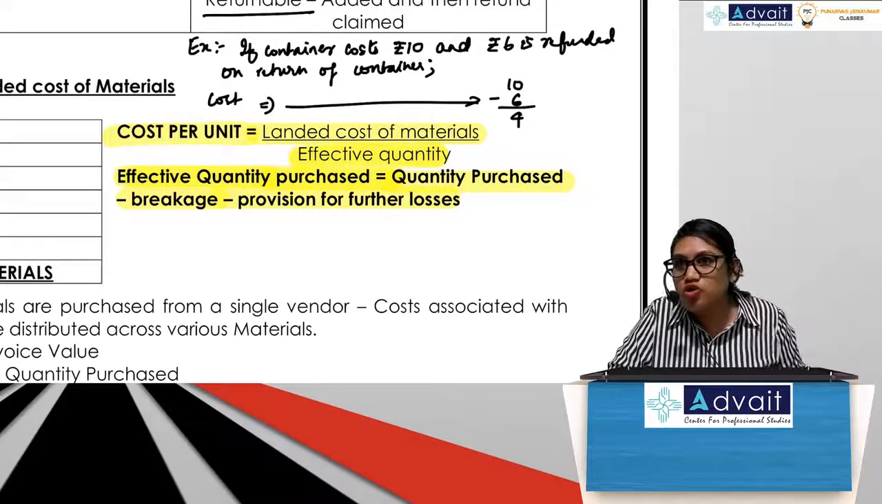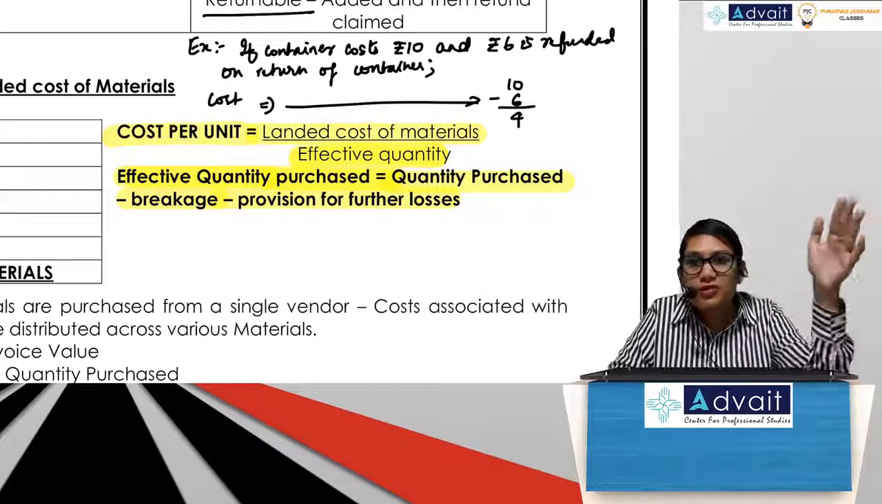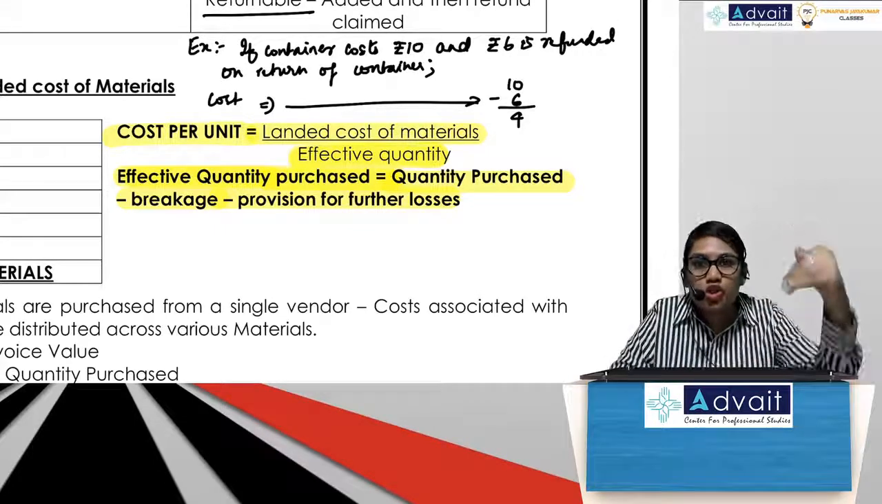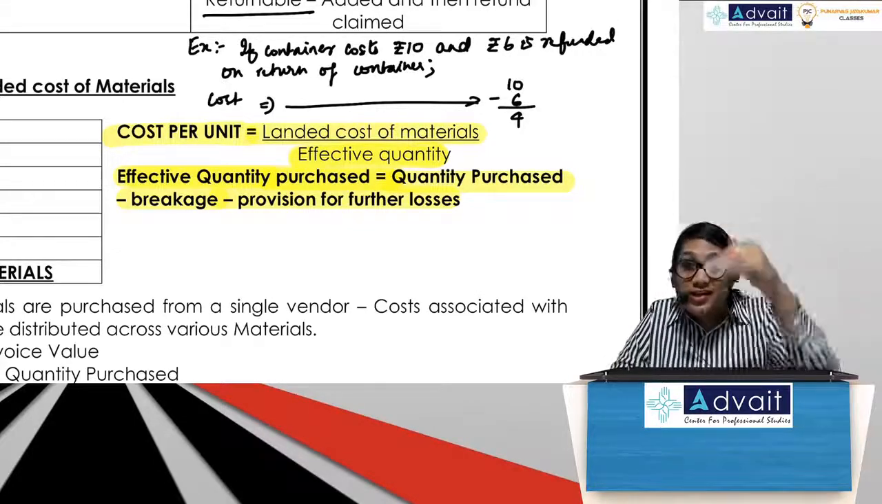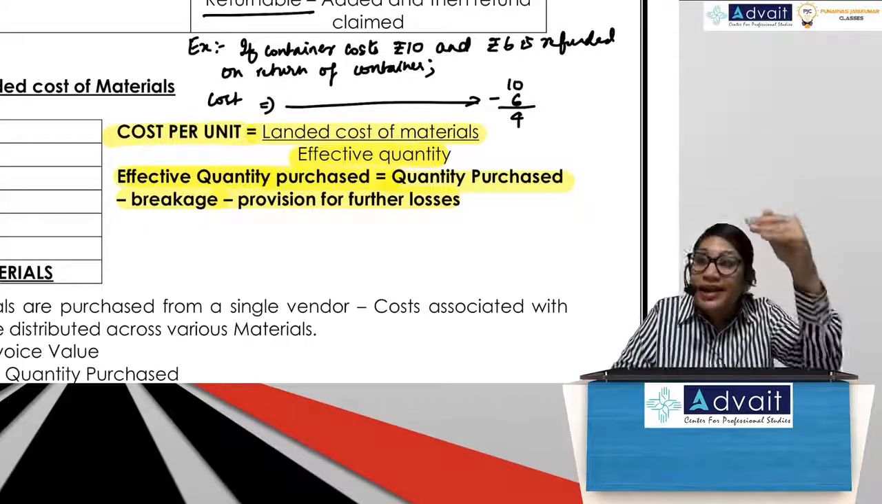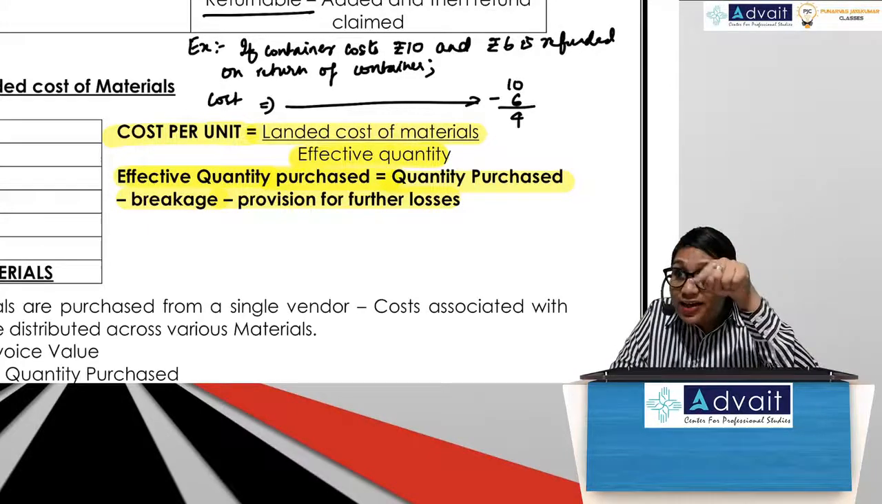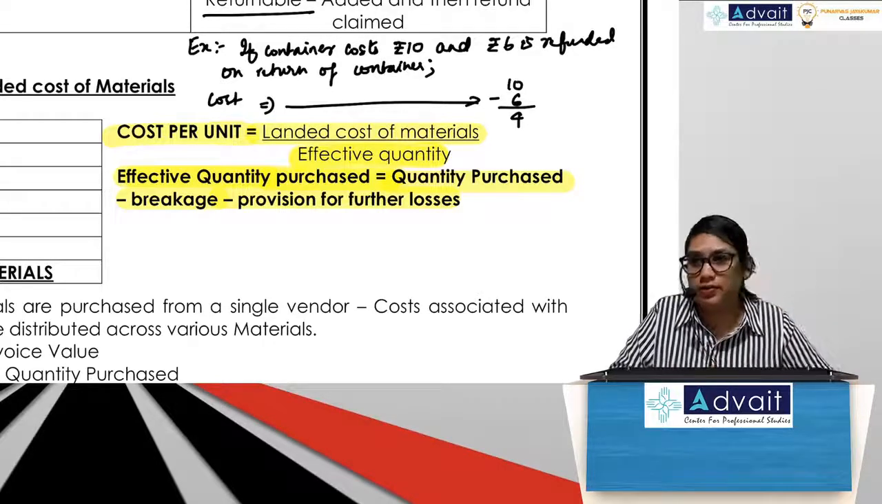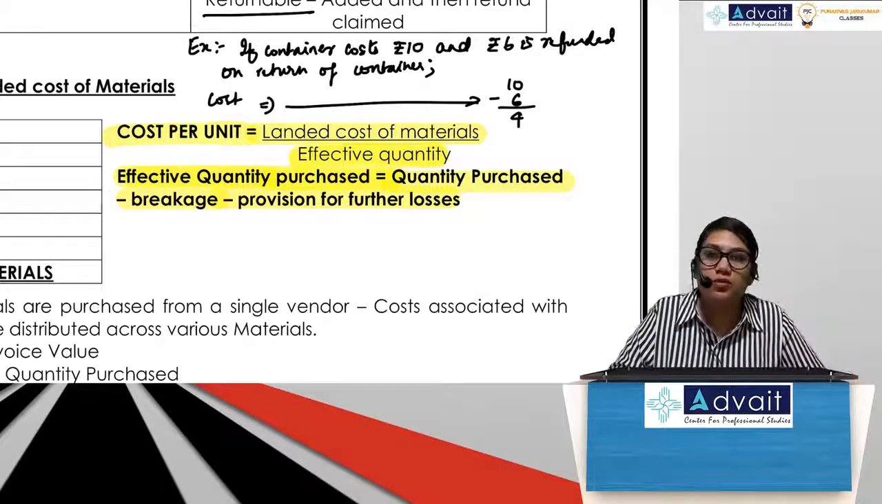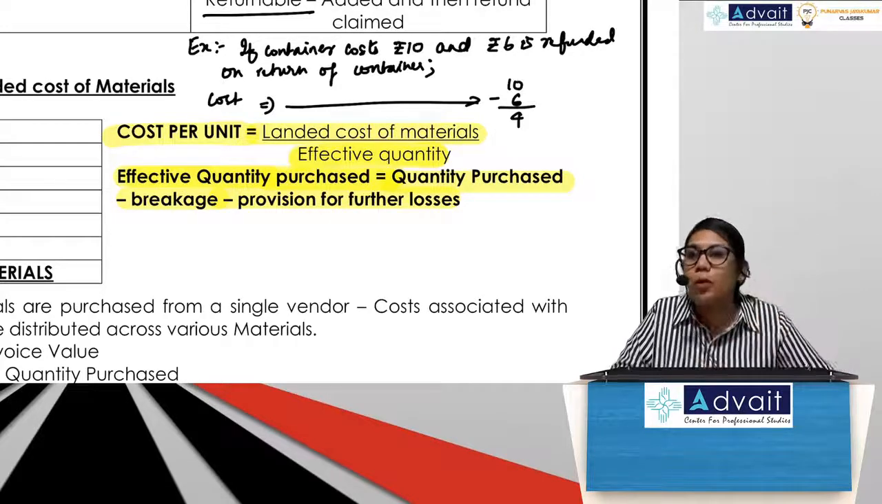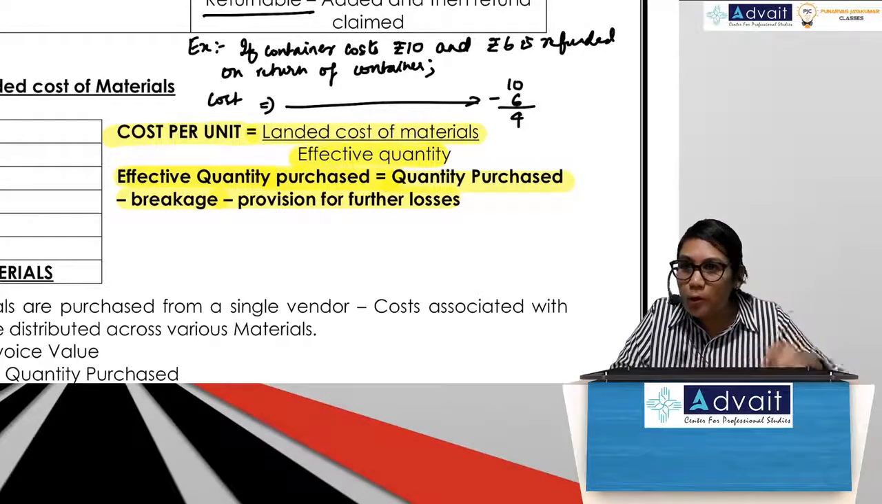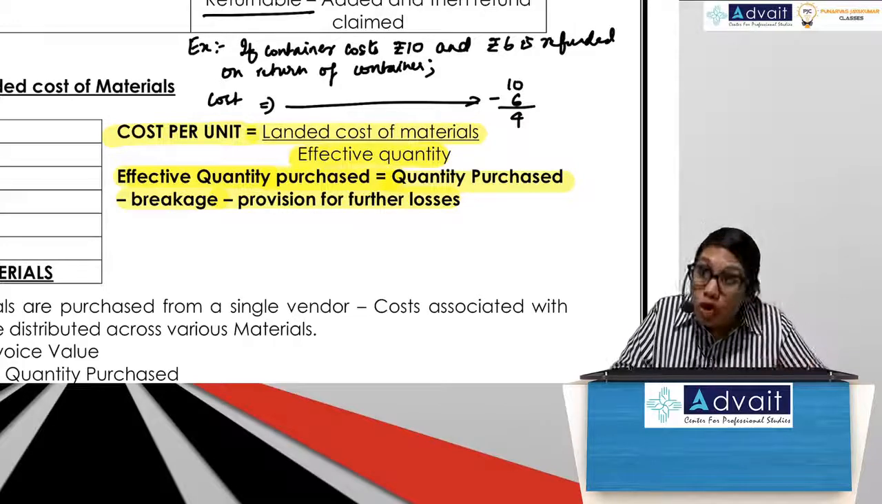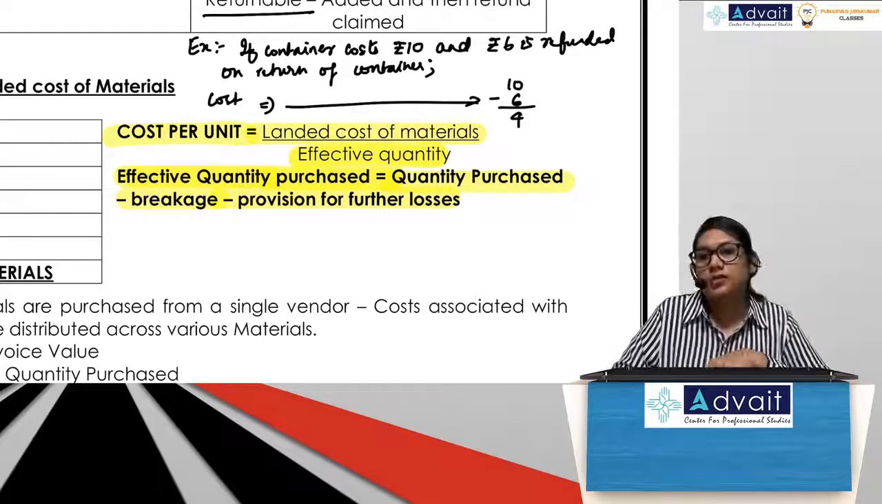stores ledger. Stores ledger has three parts. You have receipts, you have issues, you have balances. In the receipts column, you put quantity, rate and amount. The rate that you put there is this rate, the stock rate. That is what we have computed here. Usually that is given to us in the problem. Correct? In the problem they give us that rate. But suppose they don't give us that rate, then we have to compute it like this.